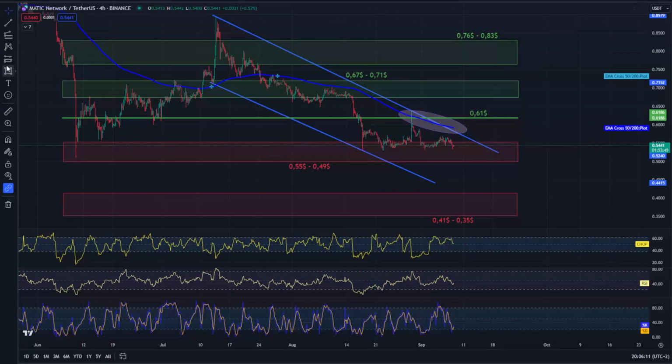The CHOP index indicates that there is still a lot of energy for a continuation of the movement. The RSI index is back to the lower part of the range, while the stock indicator indicates that MATIC has been oversold, which may affect the side trend or price rebound.